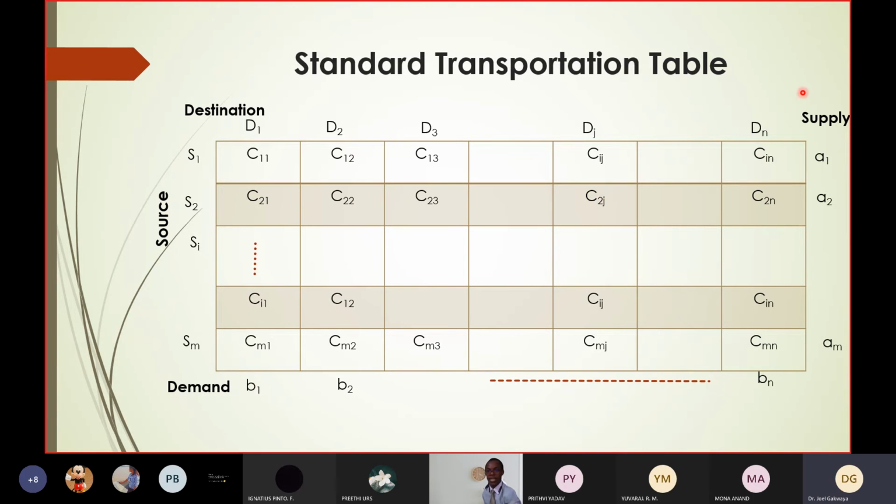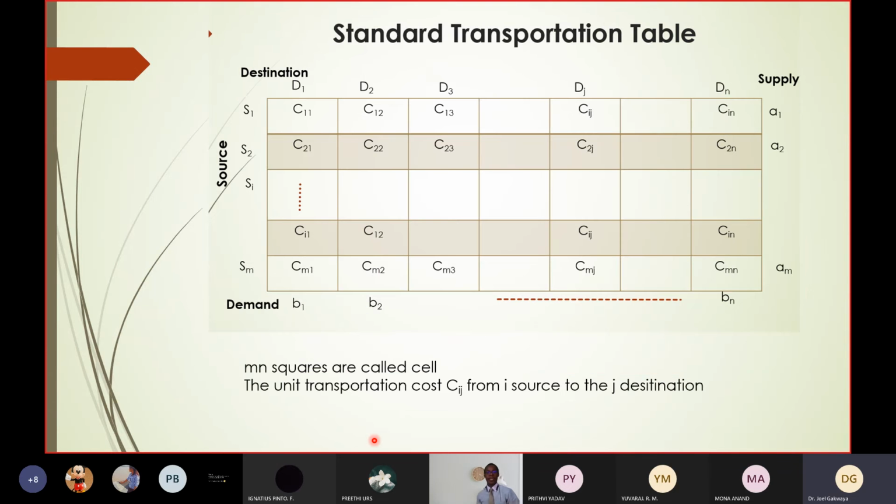Every source has what? A supply. The supply value will be on the far right side. The demand value will be at the bottom, on the basis of the table. That will be the demand. Clear?